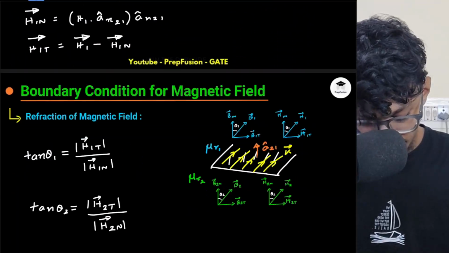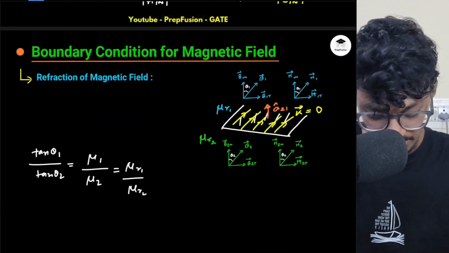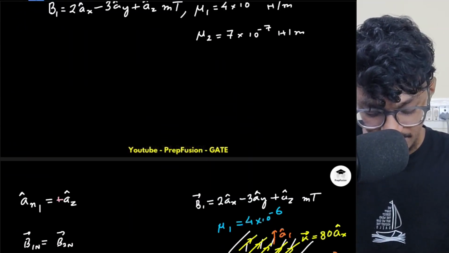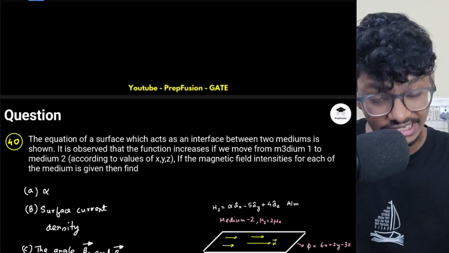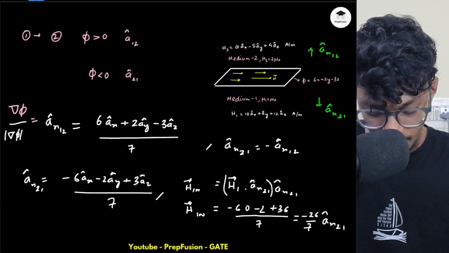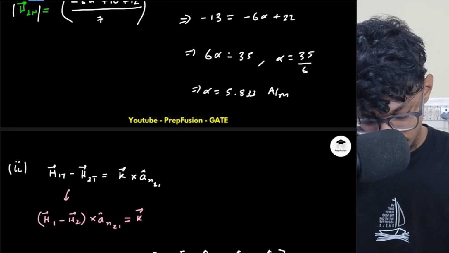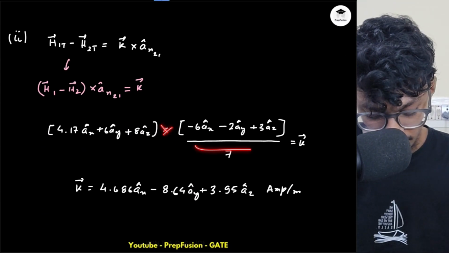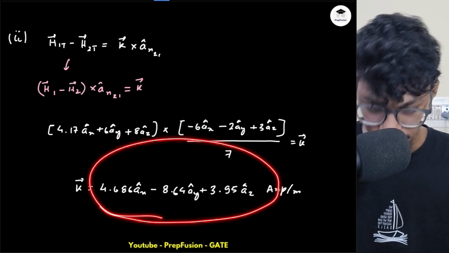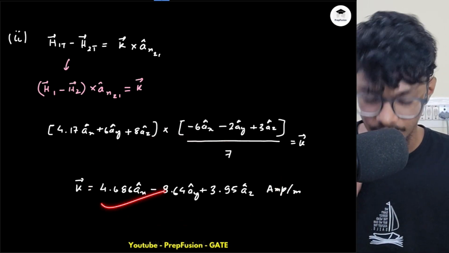Here we are doing the same thing, because we know the magnetic field intensities. I will just do the subtraction and then I will be able to find the surface current density. I don't need to separately find the tangential component of each of these two mediums. So if you do H1 minus H2 and then take the cross product, you will get your surface vector, something like this. Your surface vector will come out to be this.